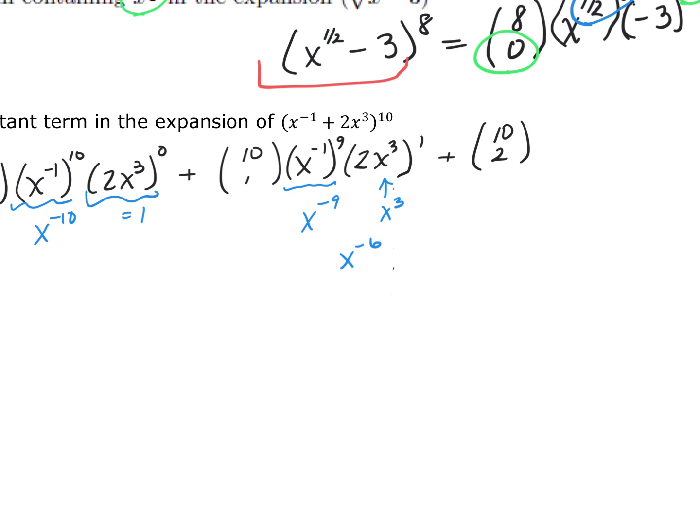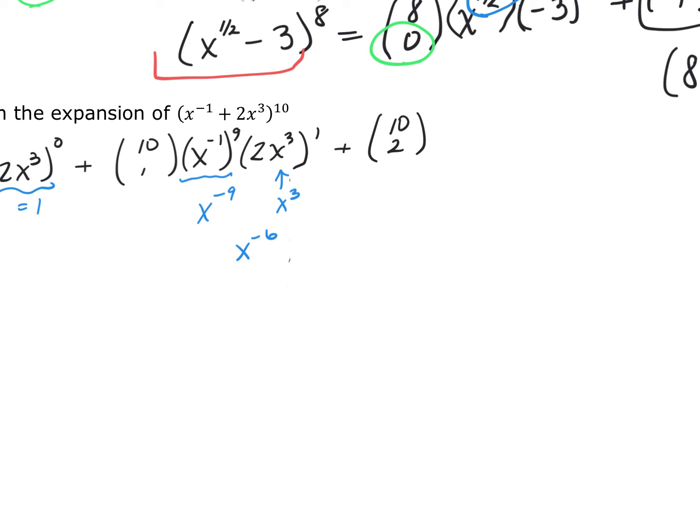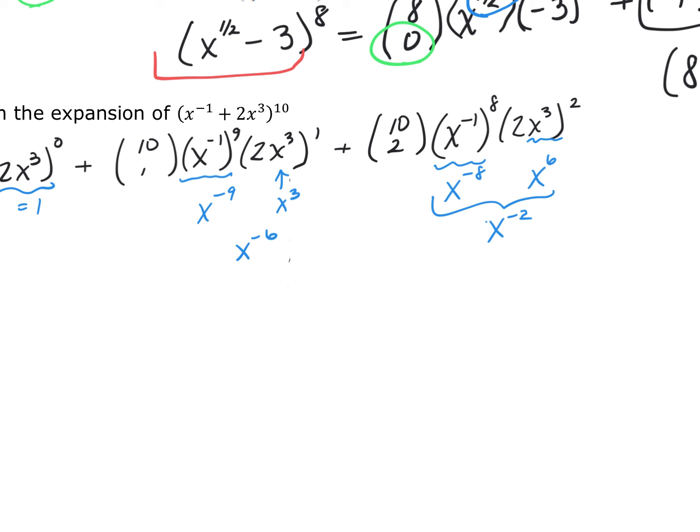10 choose 2. I have x raised to the negative 1 raised to the 8, 2x to the 3rd squared. This gives me x raised to the negative 8. And this one, notice I'm not paying attention to the 2 yet because I want to find the one that is constant. This is going to give me x raised to the 6th power. These two, because of like bases, are going to give me x raised to the negative 2. Still not the one I'm looking for.